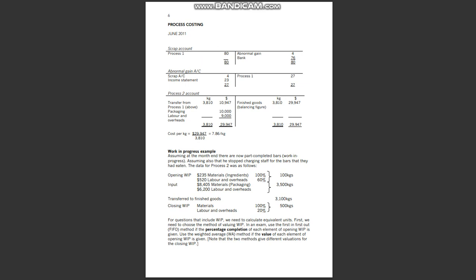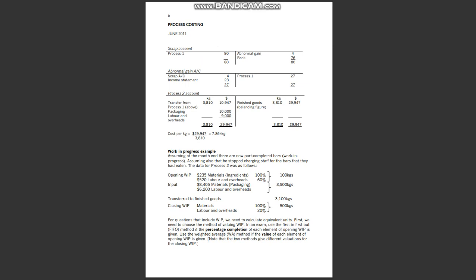Work in progress example. Assuming that at the month end there are part-completed bars in work in progress, and assuming also that we stop charging staff for the bars that they had eaten. The data for process 2 was as follows.